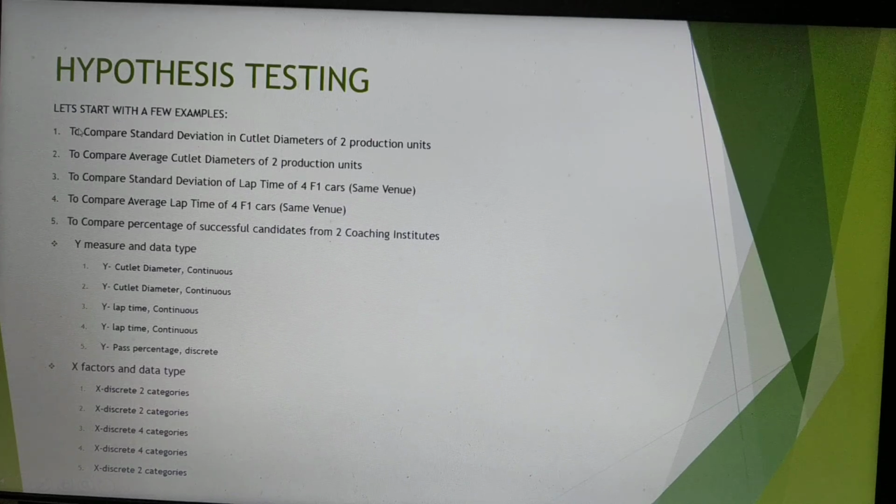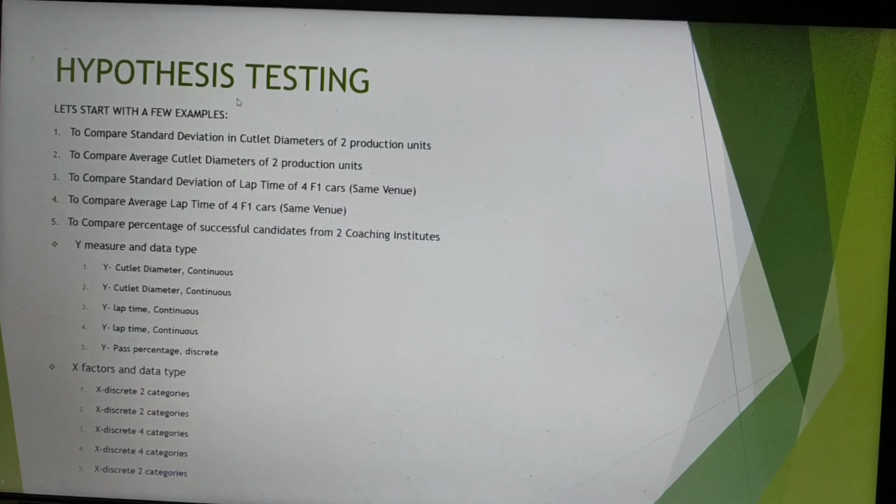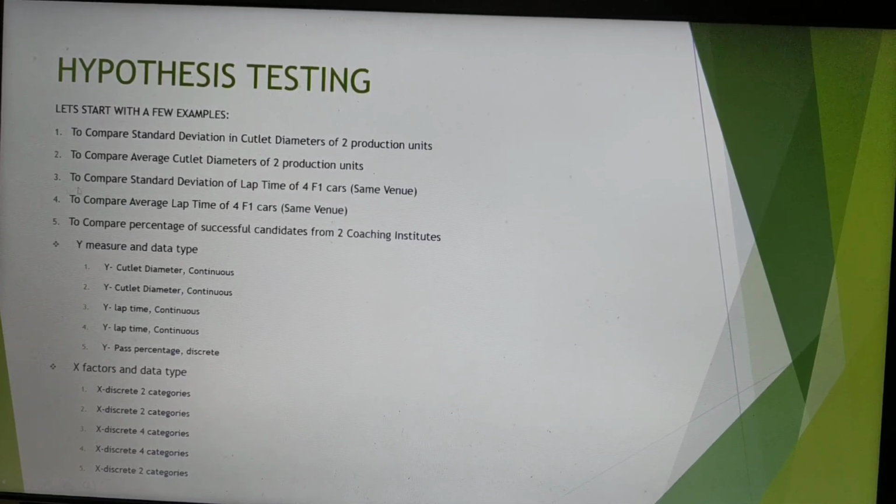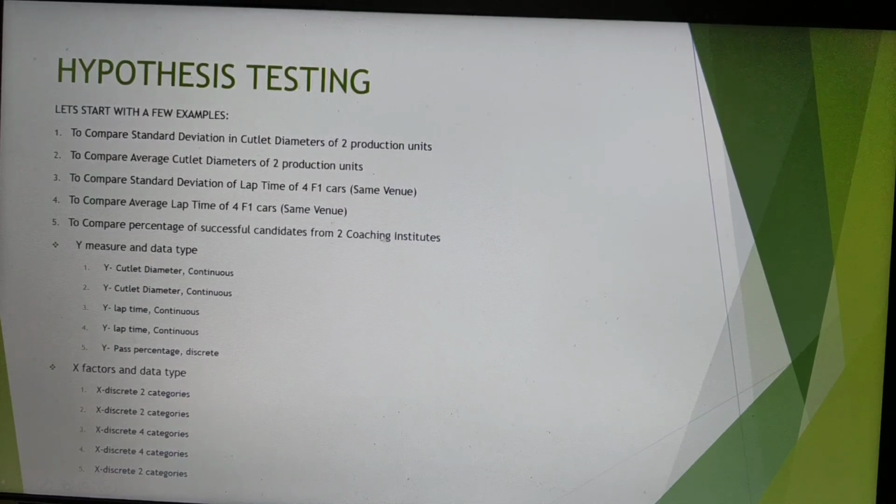Here we are given 5 examples of hypothesis testing. Example 1 is to compare the standard deviation in cutlet diameters of 2 production units. The second scenario would be to compare the average cutlet diameters of 2 production units. Third would be to compare the standard deviation of lap time of 4 Formula 1 cars, and then to compare the average lap time of 4 Formula 1 cars. The fifth example would be to compare the percentage of successful candidates from 2 coaching institutes.